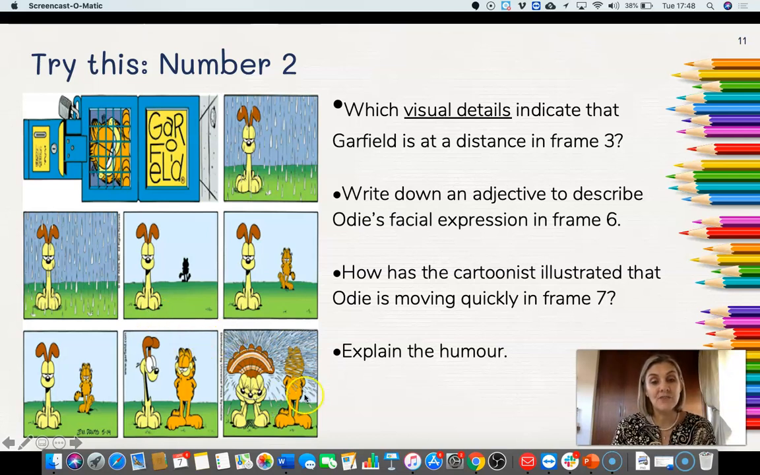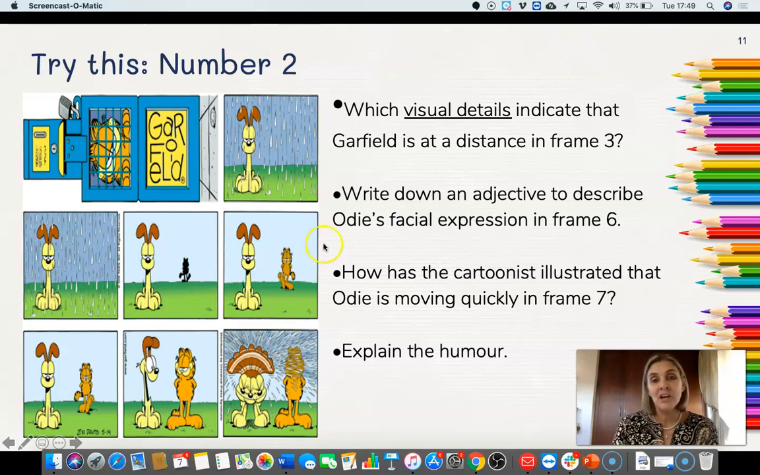How has the cartoonist illustrated that Odie's moving quickly in the frame? As you can see in the last frame, there's a spray of water. There's also his ears. So instead of having 2 ears, you've now got them merging into one, almost like it's fanning from side to side. And then also his nose. There's like 3 noses and they link together, so that is another visual detail.